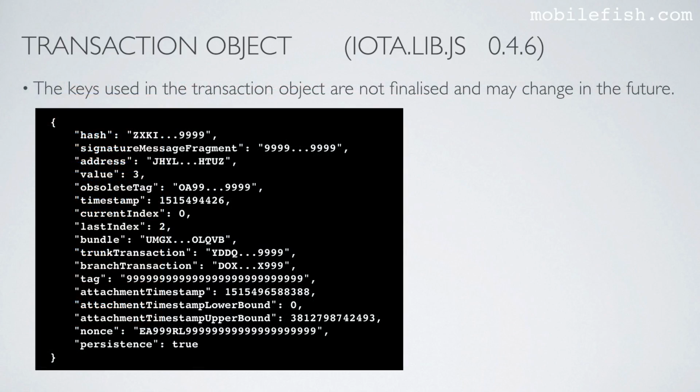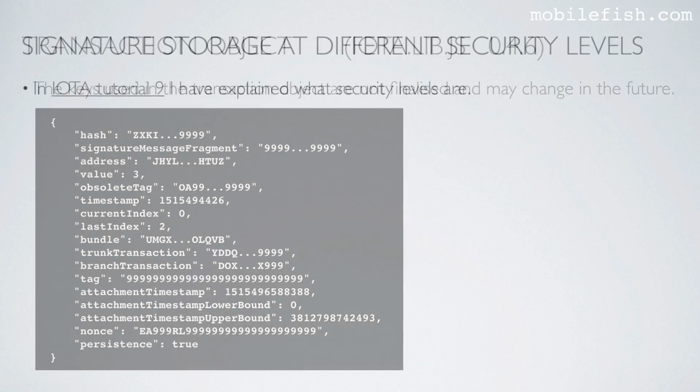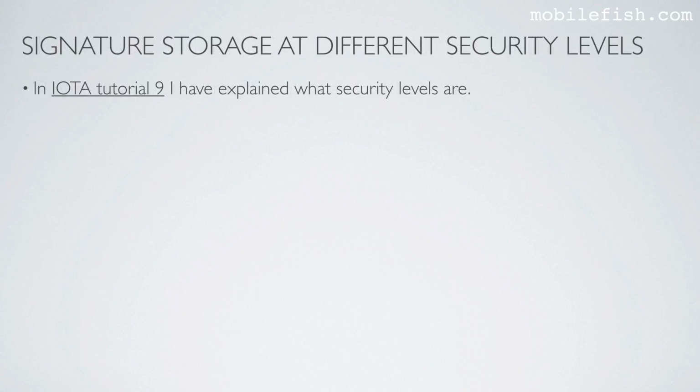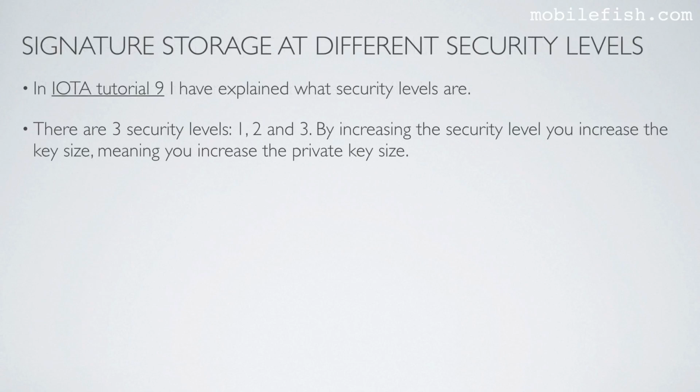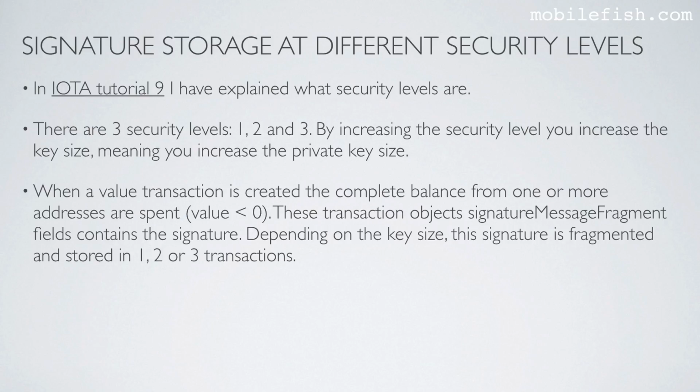Please note, the keys used in a transaction object are not finalized and may change in the future. In IOTA tutorial 9, I have explained what security levels are. There are 3 security levels, 1, 2, and 3. By increasing the security level, you increase the key size, meaning you increase the private key size. When a value transaction is created, the complete balance from one or more addresses is spent. These transaction objects' signature message fragment fields contain the signature. Depending on the key size, this signature is fragmented and stored in 1, 2, or 3 transactions.